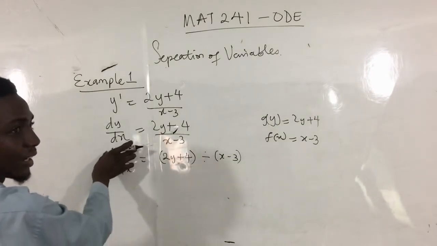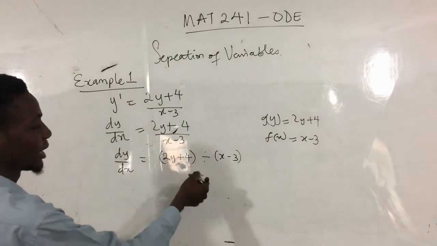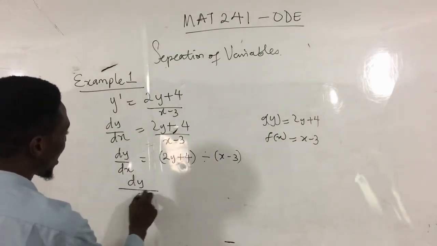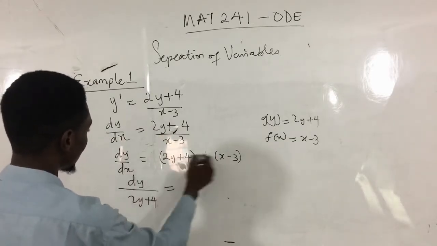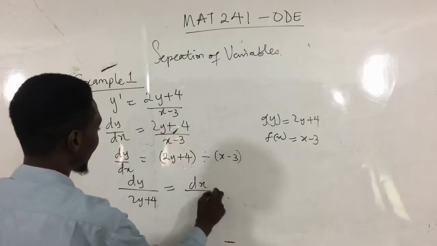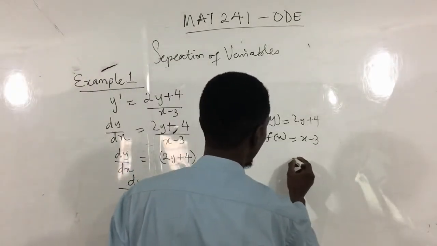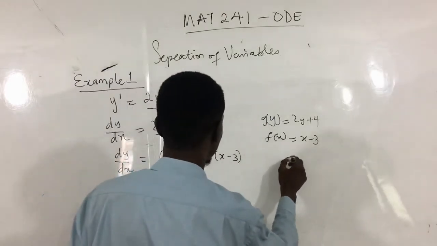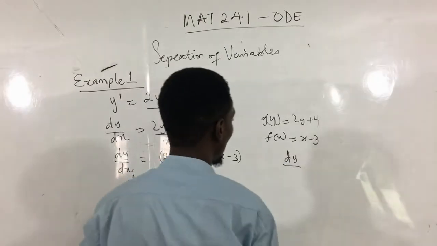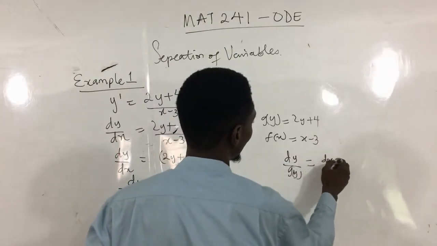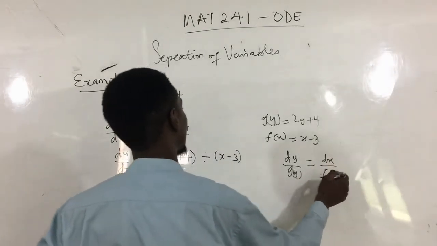This dy is here already, so we want to bring 2y plus 4 to this side. We can do that by dividing both sides by 2y plus 4. So we have dy over (2y plus 4) being equal to dx divided by (x minus 3), because we cross multiply. Both sides look very much like our general theoretical separation of variables form, which gave us dy over g of y being equal to dx over f of x. So they look very similar.